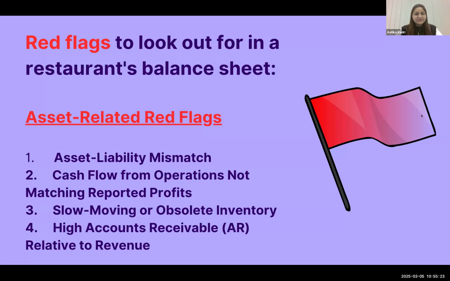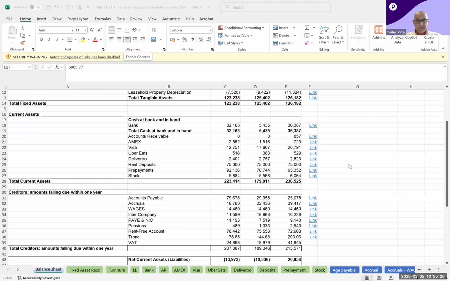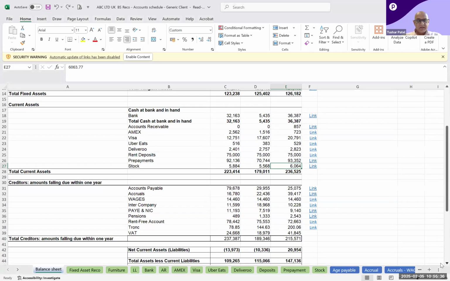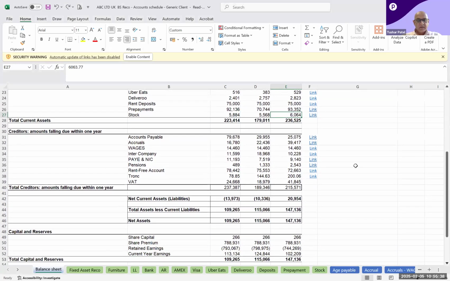Over to you, Tushar. Yeah, sorry, I'm just pulling up the balance sheet again. So we've been through the asset side. Let's have a look at the liability side. Again, the liabilities can be split between current liabilities falling due within 1 year and longer term liabilities falling due after 1 year. The first one there is accounts payable, or effectively supplier payments.